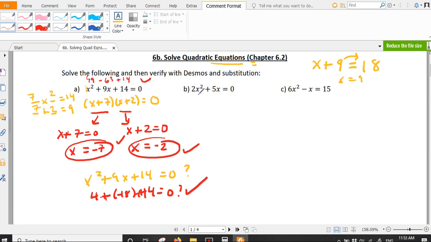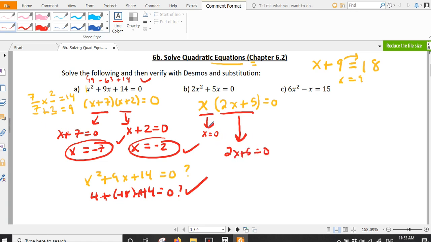Let's take a look at the second one. What should we always check for first? Common factoring. That's right. So if I factor out an x from both of them, what am I left with? Just 2x plus 5 equals 0. Well, in this case, one of my answers is clearly going to be x equals 0. The other answer is going to be 2x plus 5 equals 0.